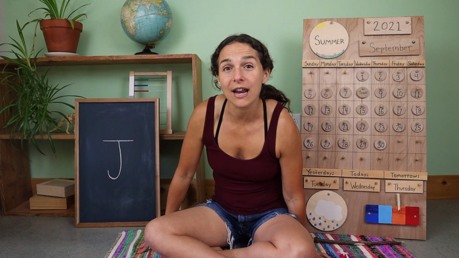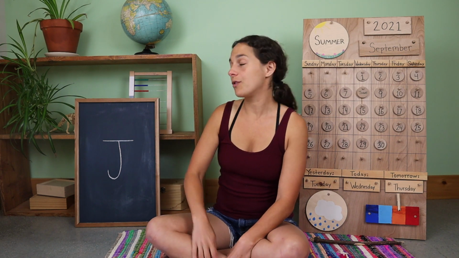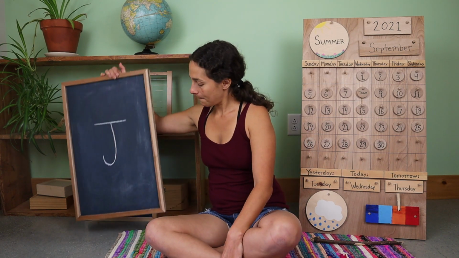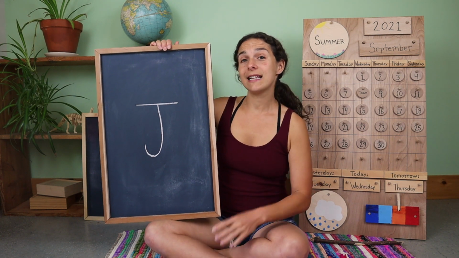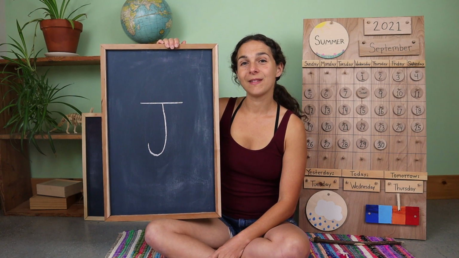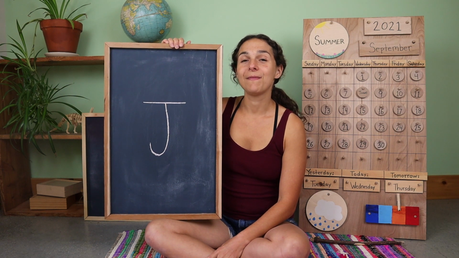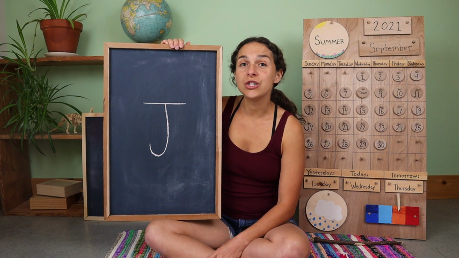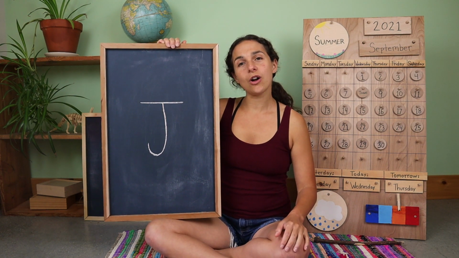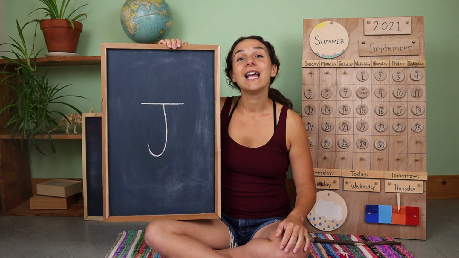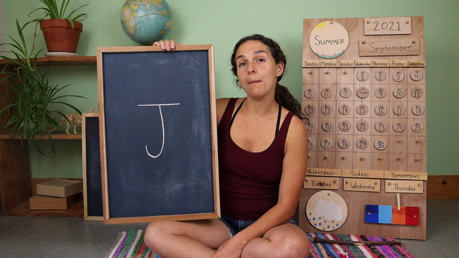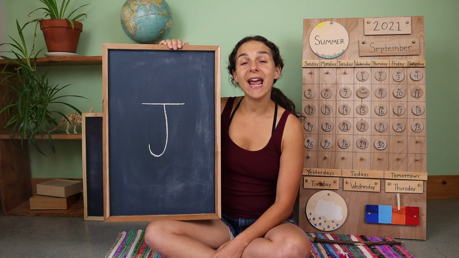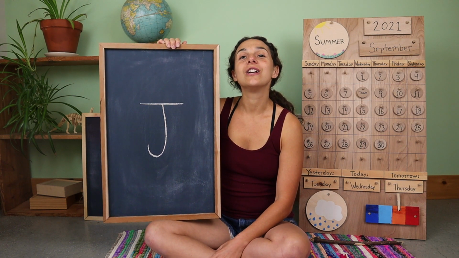Let's move on to the letter, the number, and the sign of the week. Do you know the sound that this letter makes? Let's do that together. J, J. And what is this letter called? J. That's right. This is a capital or uppercase J. J says J, J.